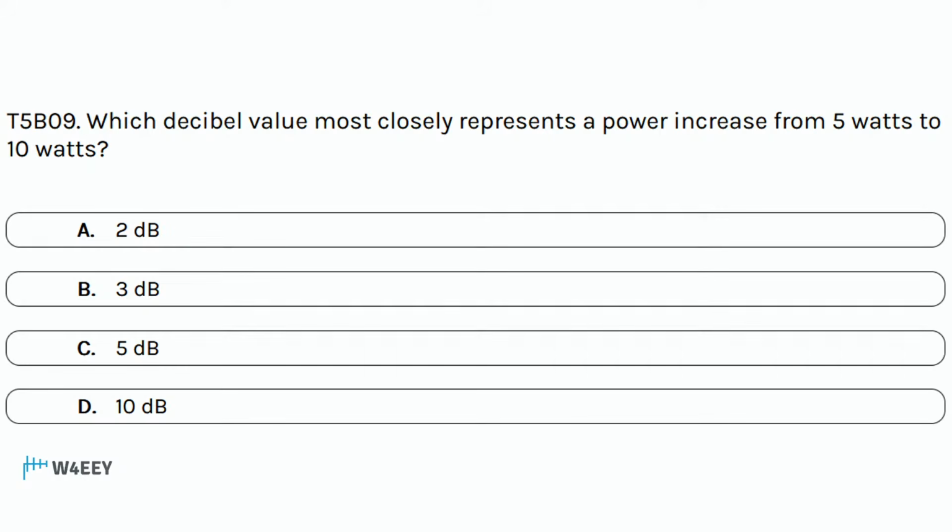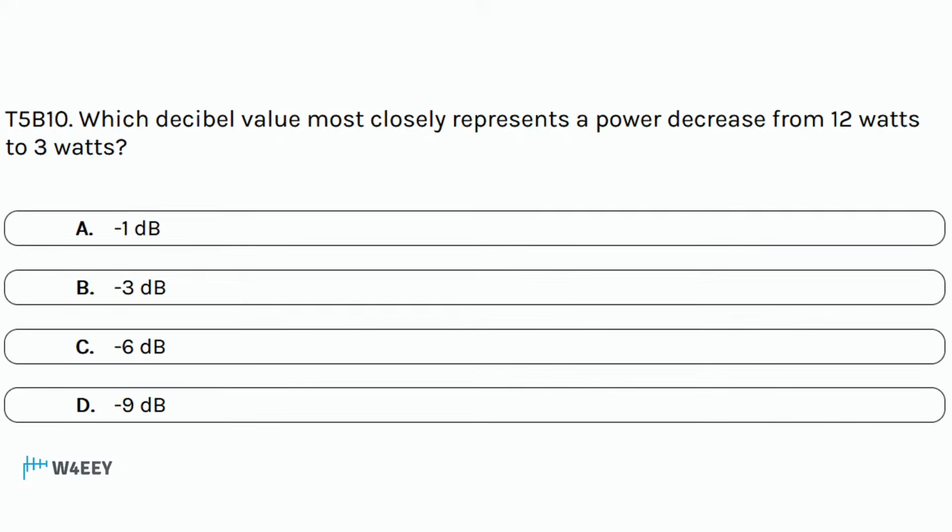So which decibel value most closely represents a power increase from 5 watts to 10 watts? 3 dB. That's times 2 or 3 dB. And which decibel value most closely represents a power decrease from 12 watts to 3 watts? Charlie. That's 6 dB, right, decrease, so it's minus 6 dB.